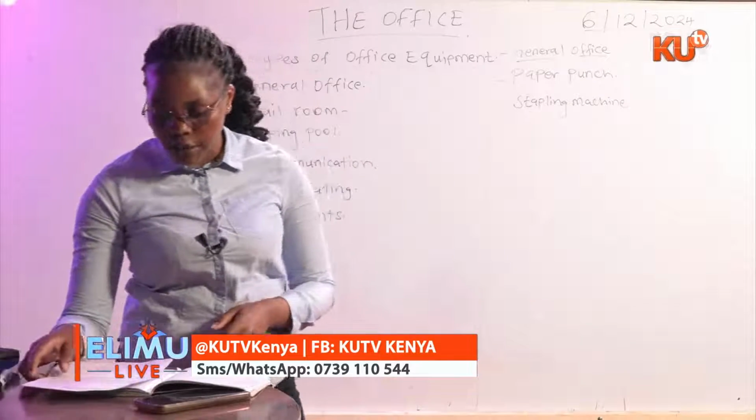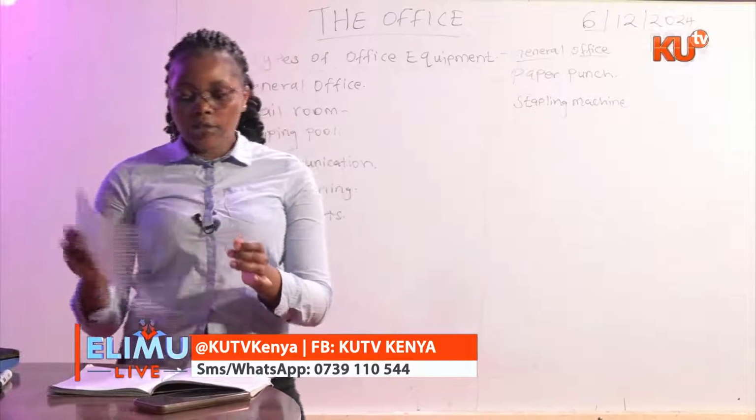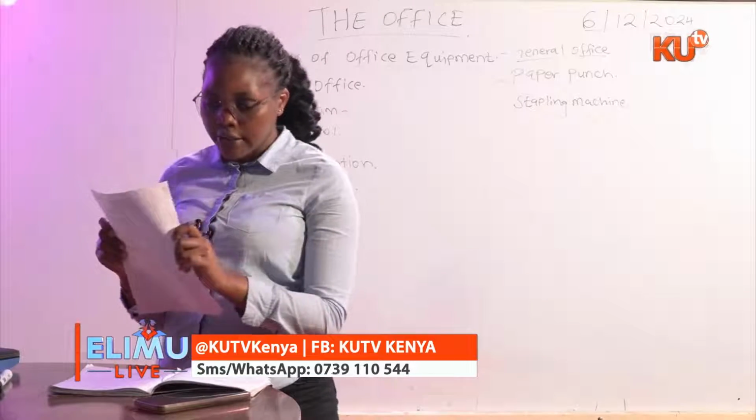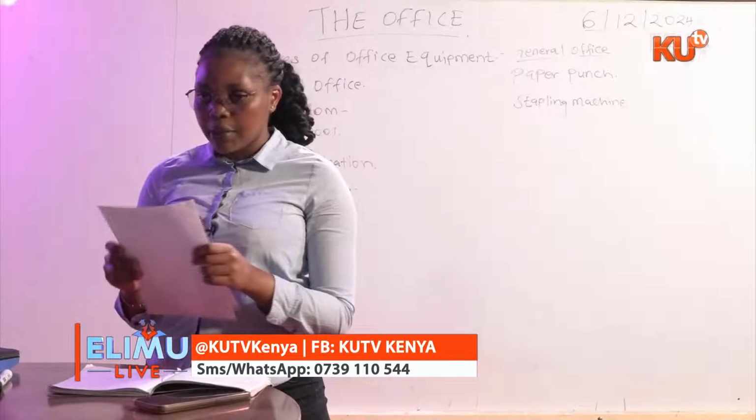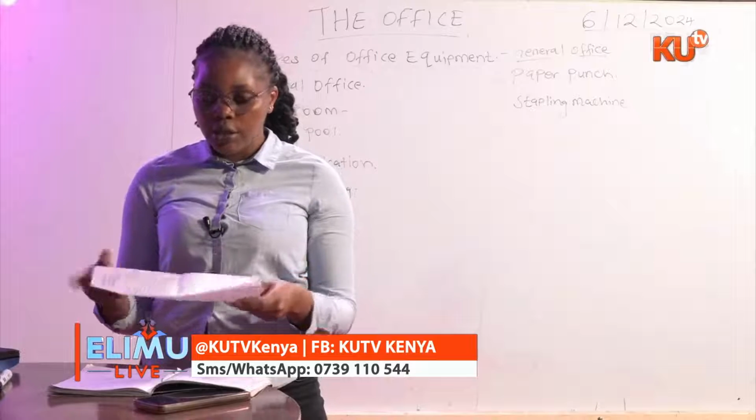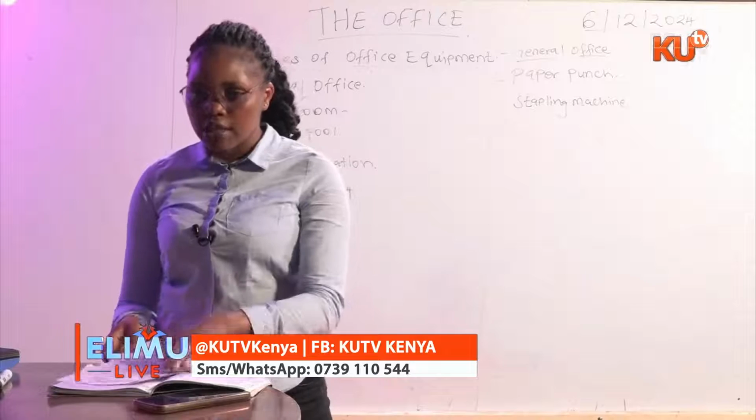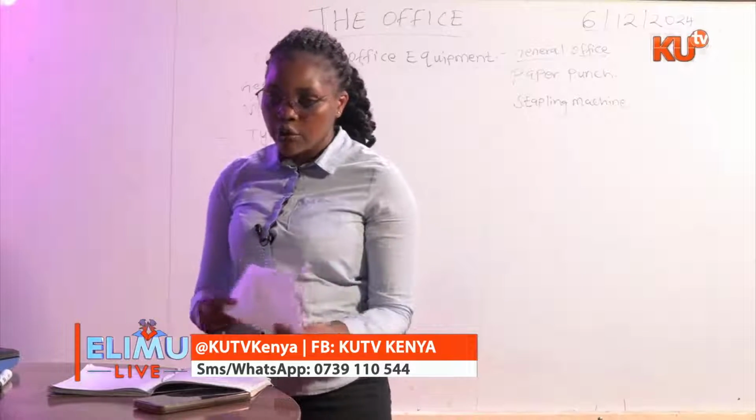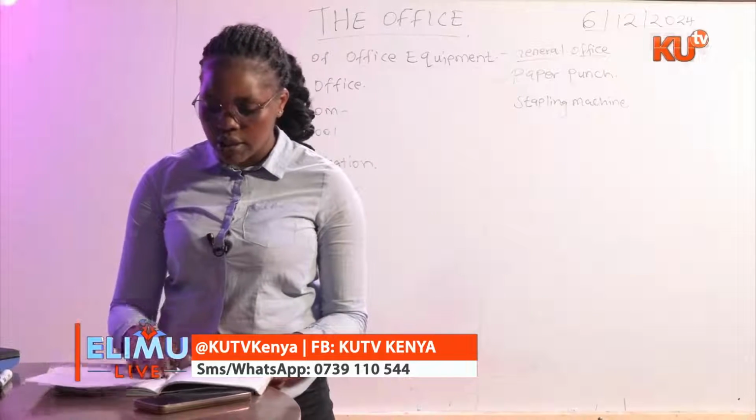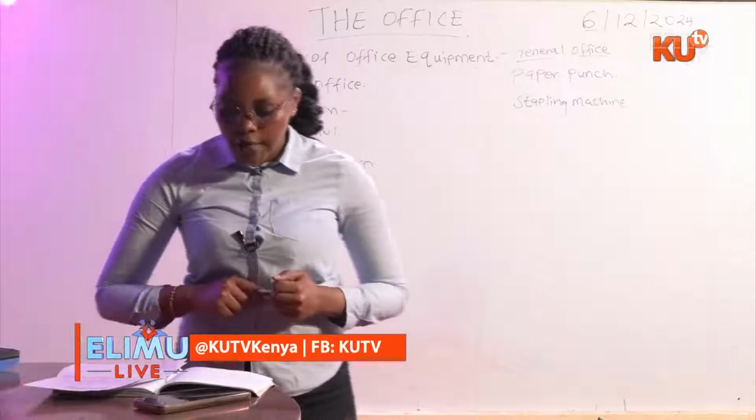Also, we have another equipment that is known as a paper punch. As you can see, if you have such a paper and you have a file, you want to file them. So there is an equipment known as a paper punch, which is used to make holes. You put your document inside a paper punch, and then you press it. You make holes to facilitate filing, so that you are able to put your documents in a file. So that one is the paper punch. It is used to make holes to facilitate filing.